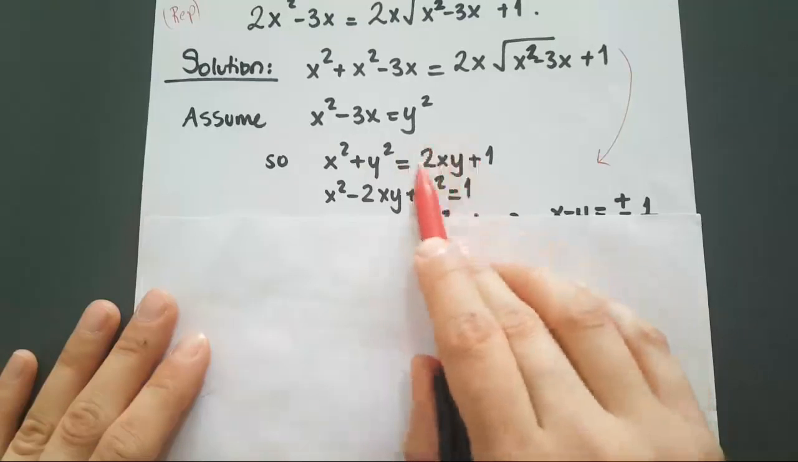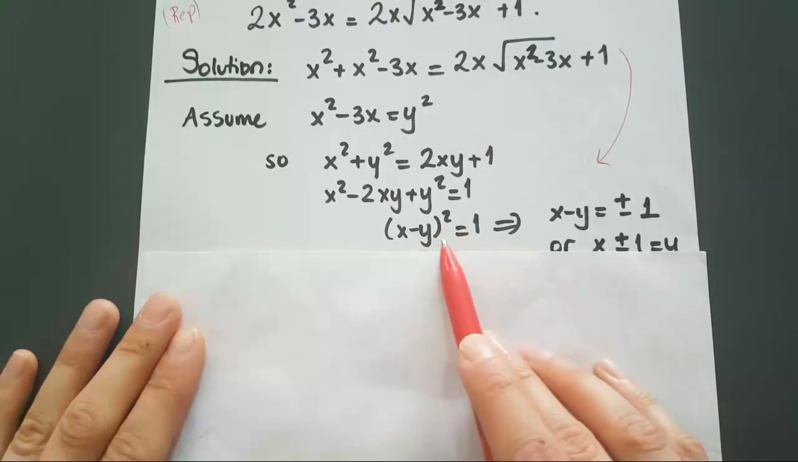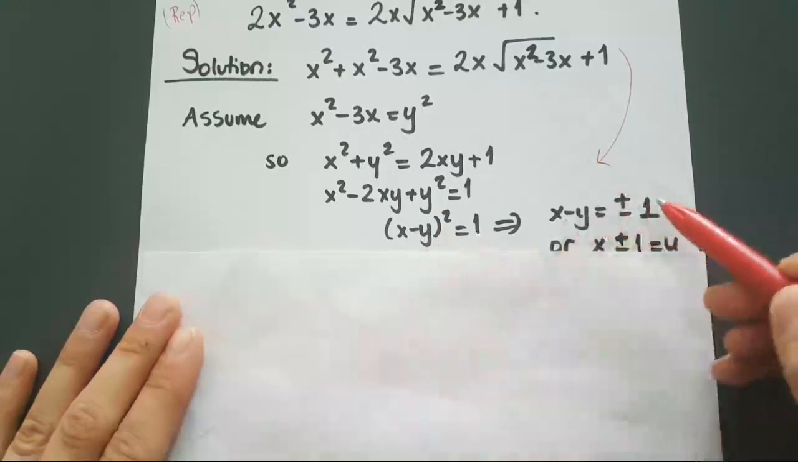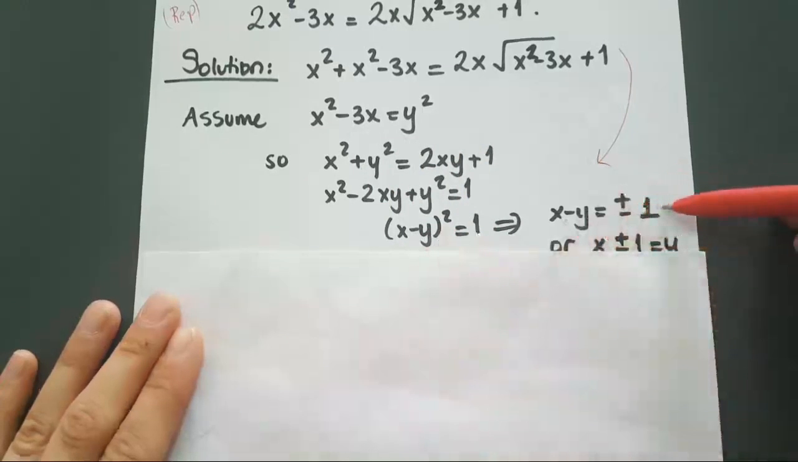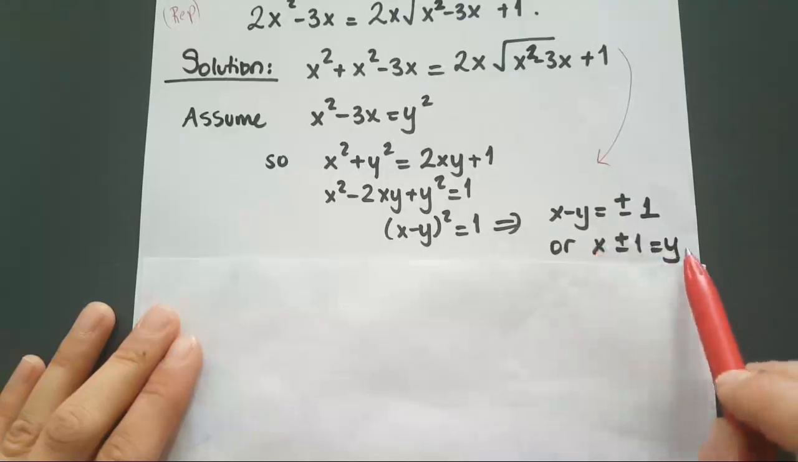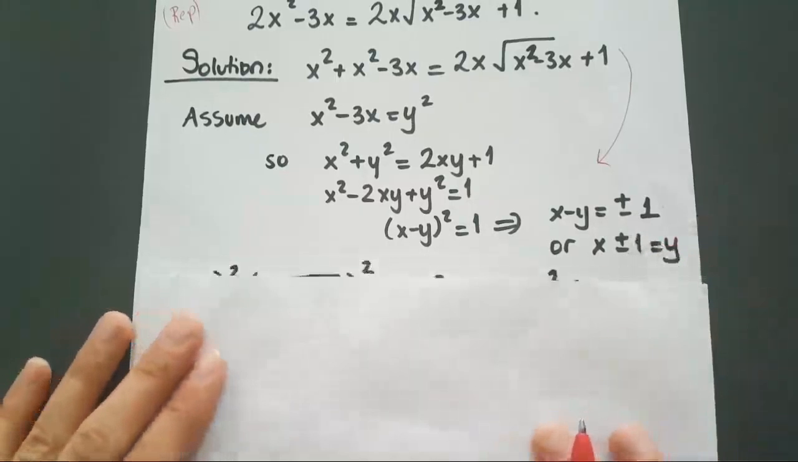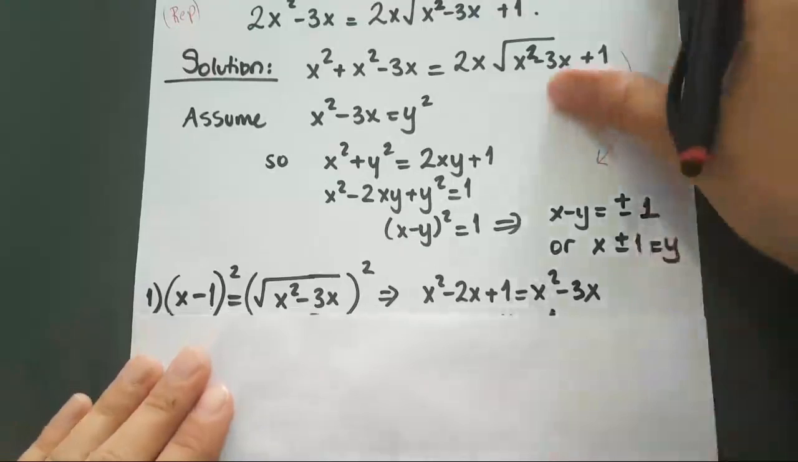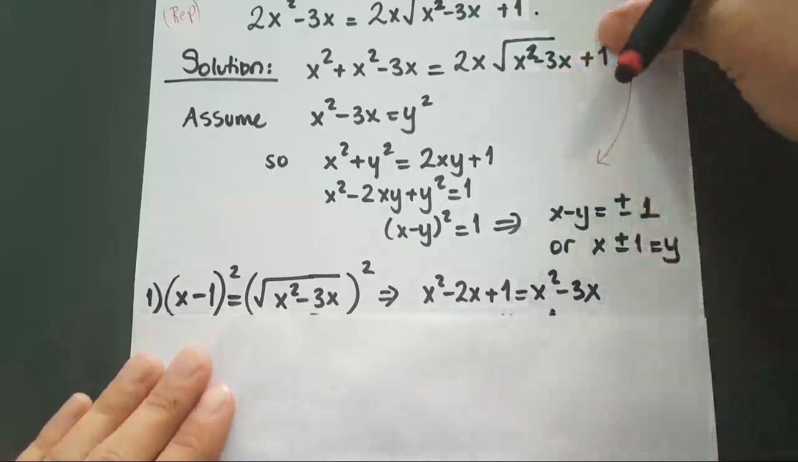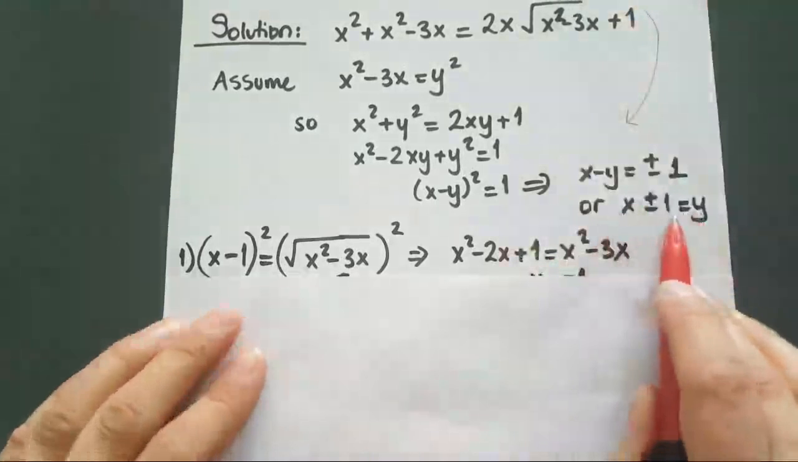So if we take 2xy to the left side, we will get the perfect square of x minus y. x minus y is equal to plus or minus 1, right? It has two solutions, positive or negative 1. Then we can write y is equal to x plus or minus 1. So first I assume that y is equal to x minus 1.